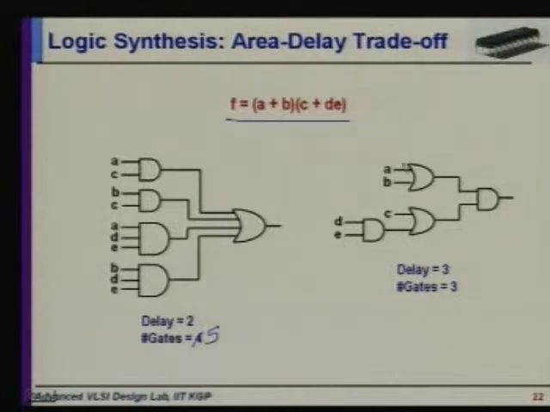In another implementation of the same circuit, I have a delay of 3, but the number of gates now is 4. I think in both cases I missed the leading gate, that's why I have this. Now the number of gates is 4. So you see here this requires less area, but because there are more stages, the delay is more. Now it is not always the case that your criteria for optimization is to minimize one of these.